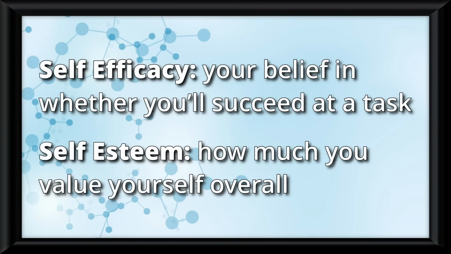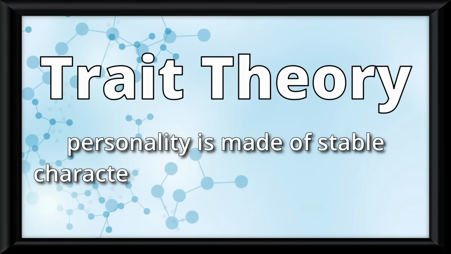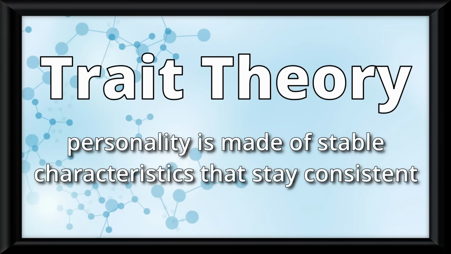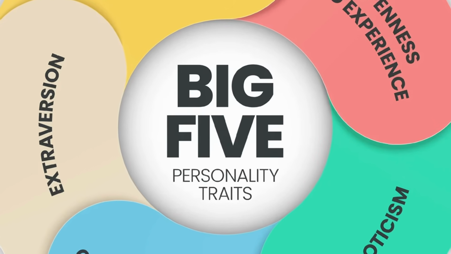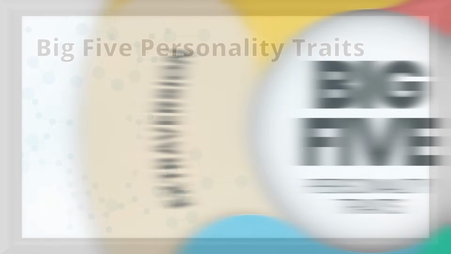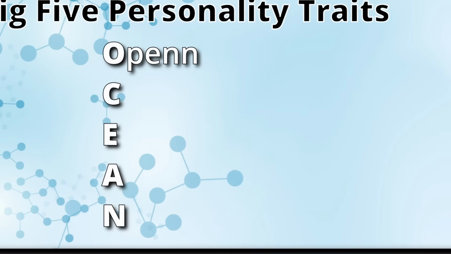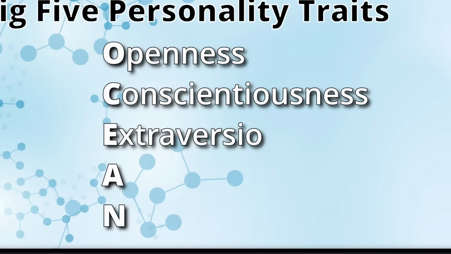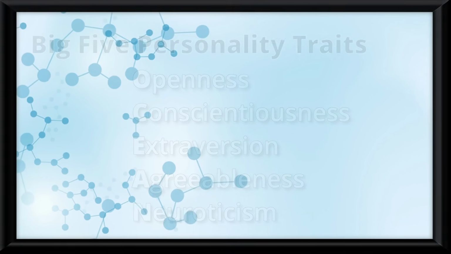value yourself overall. Moving on, the trait theory explains that personality is made of stable characteristics that stay consistent. Obviously, these characteristics are known as traits. And the Big Five theory of personality proposes that personality is made up of 5 big traits. For this, I recommend using the acronym OCEAN. The traits are openness, conscientiousness, extroversion, agreeableness, and neuroticism. We'll go over each of them and then we'll be done with this topic.